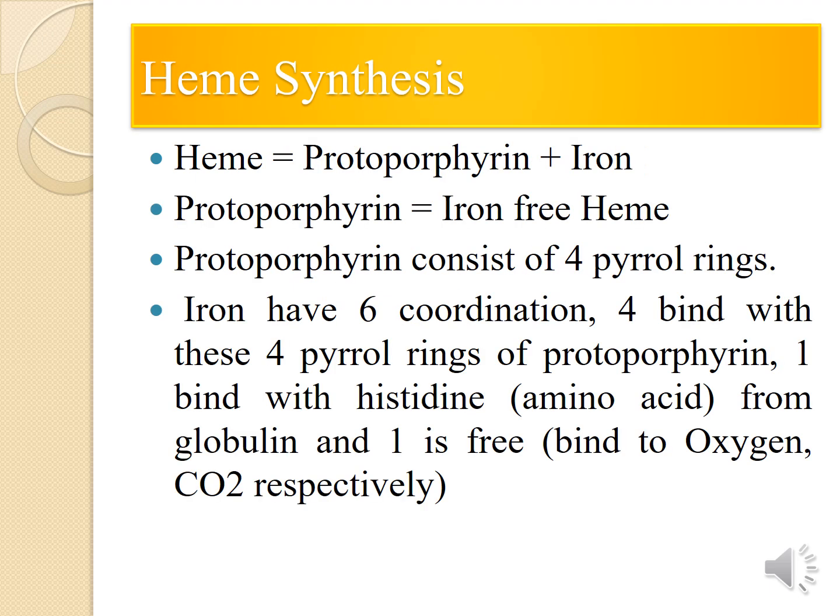And coming to the heme synthesis, heme is equal to protoporphyrin plus iron. Protoporphyrin is iron-free heme. Protoporphyrin consists of 4 pyrrole rings. The pyrrole ring is nothing but the ring present in hemoglobin, and the iron has 6 coordination. 4 bind with these pyrrole rings of protoporphyrin, 1 binds with histidine, which is an amino acid from globin, and 1 is free, which binds to oxygen and CO2 respectively.